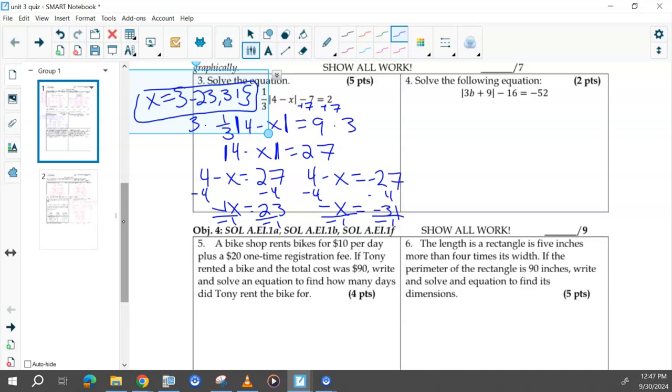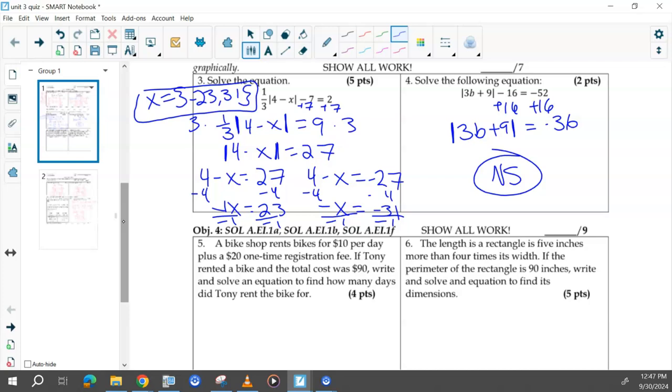And then in number 4, many of us missed this. We got the first part, which was adding 16. That is what you were supposed to do. This needs to stay in absolute value for this to work. But at this point, this can no longer be solved. It's absolute value that equals a negative. This is no solution. If you kept solving, that was wrong.